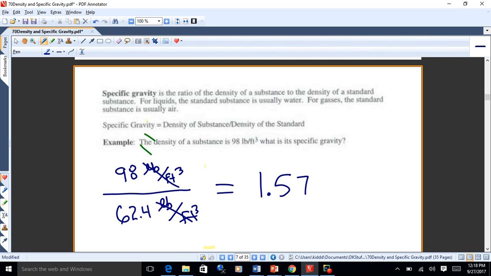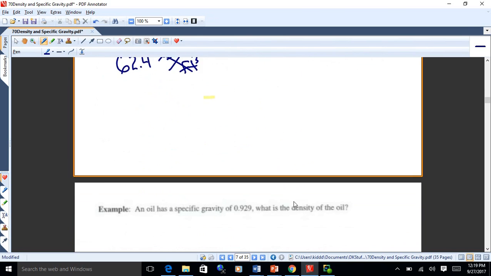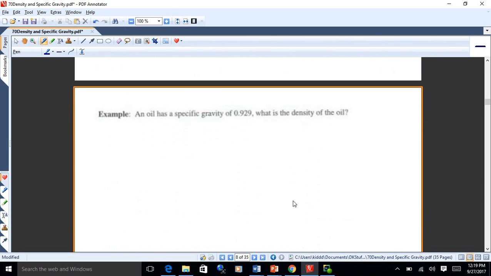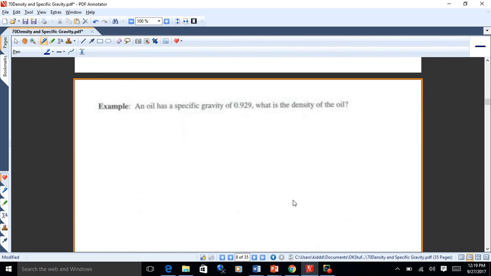So this is just another way of describing the unit weight of whatever substance you're looking at. That stuff is about 1.5 times as heavy as water. So how about an oil with a specific gravity of 0.929? What would the density of the oil be in pounds per cubic foot? Everybody run that number. You should get just a little bit short of 58. I got 57.9. Everyone doing okay with that?